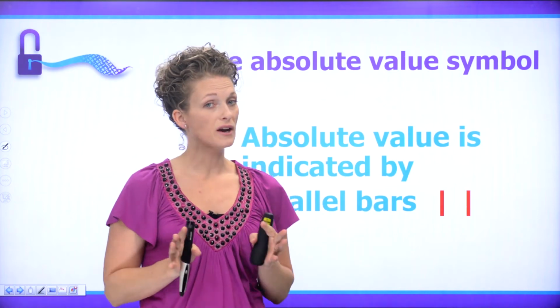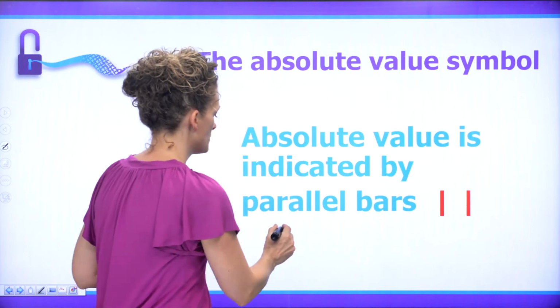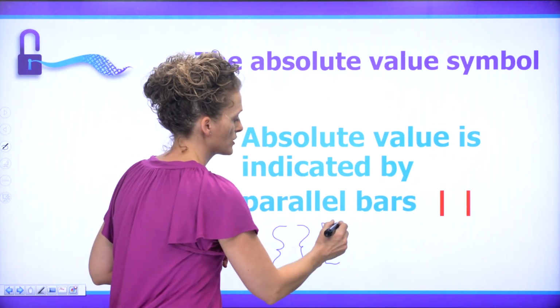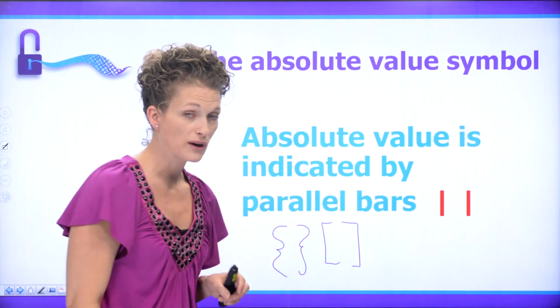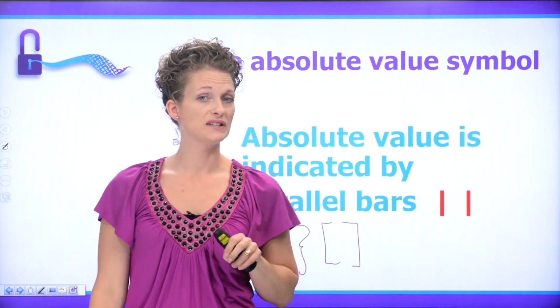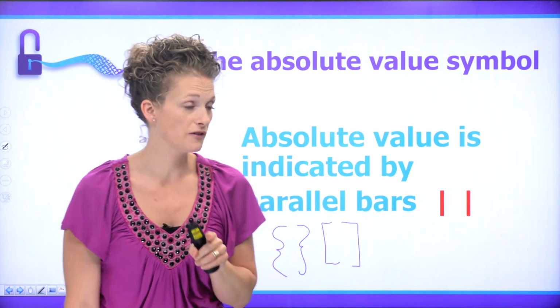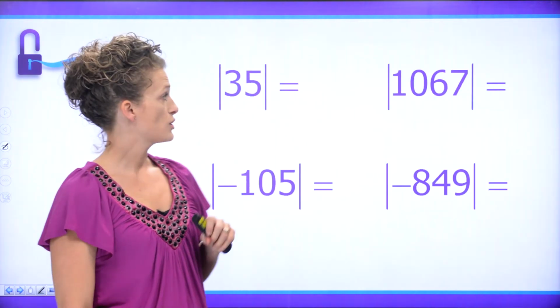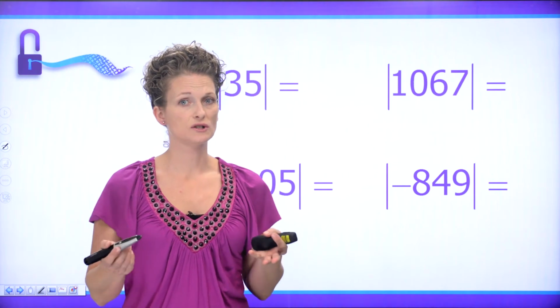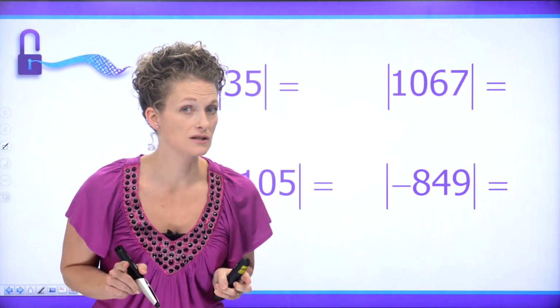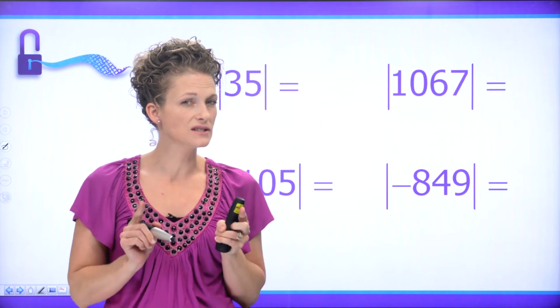Now, these parallel bars are not to be confused with this kind of thing, which is a curly brace, or square brackets. They are not brackets. They are two straight up and down lines, and they tell you to use or find the absolute value. All right, so let's actually see what some numbers look like. I have a number here that's inside the parallel bars. Okay, so the parallel bars are our positive machine.